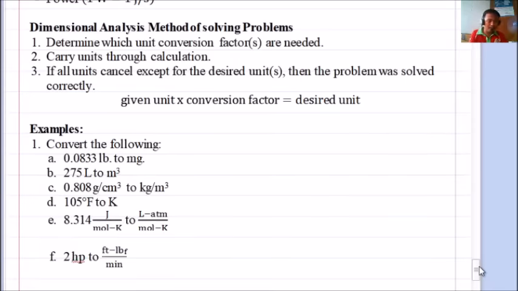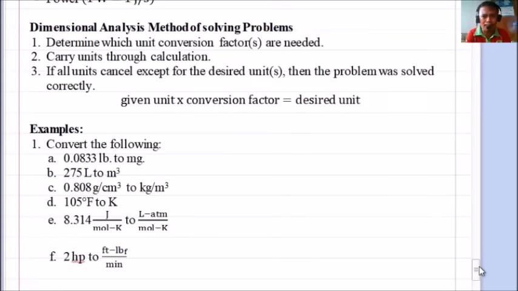Pangalawa is, ayan, carry units through calculation. So, halimbawa naman, magkakaparehas naman sila ng unit, and alam mo na yung unit na yun ang nasa final answer. So, yun, pwede rin yung gawin yun. Okay. And, syempre, yung cancellation, importante yan sa lahat. If all units, cancel, except for the desired unit. Okay. So, ayan.